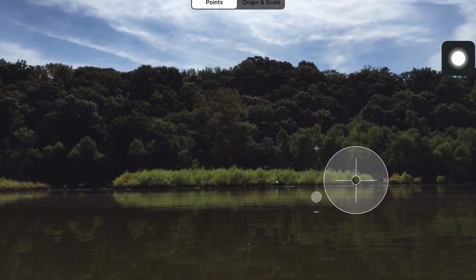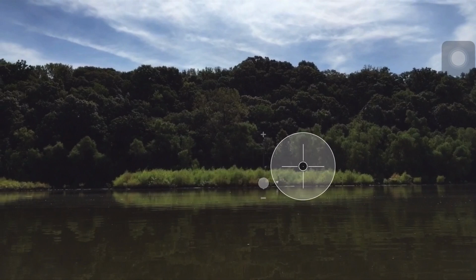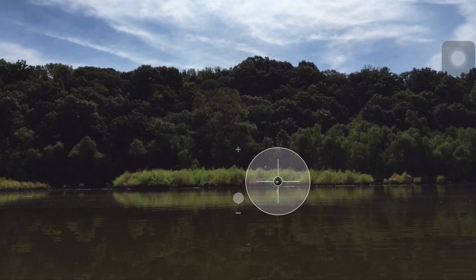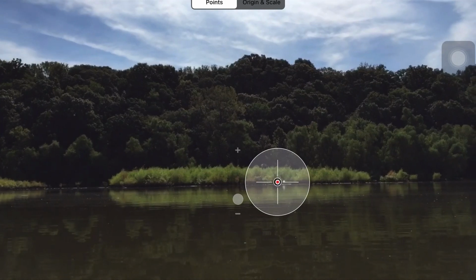Next, I'm going to grab that target or donut and move it to be over my bird, and using the slider that's to the left of the target, I'm going to get it such that it's as close as possible to the size of the bird in the video. Then I tap my finger in the center of that target to drop a point. Did you see that little red dot show up? That was my point that was dropped, and it automatically advances the film or the video by 1 frame.